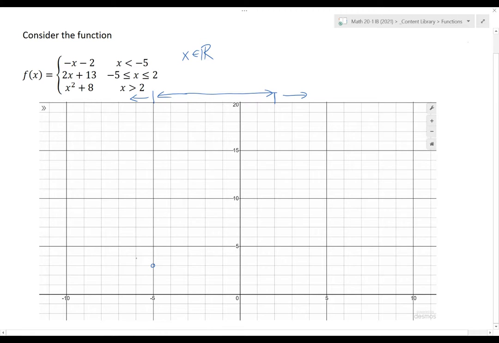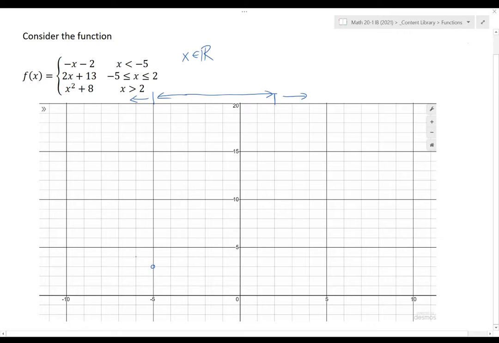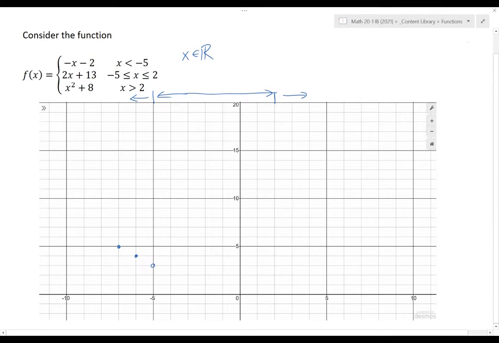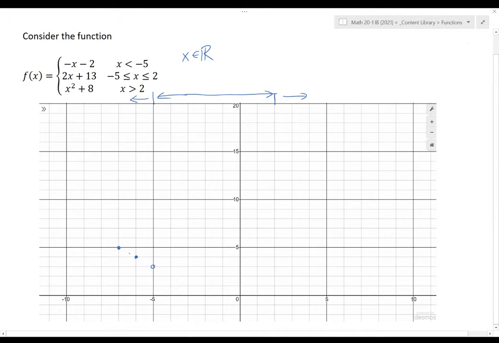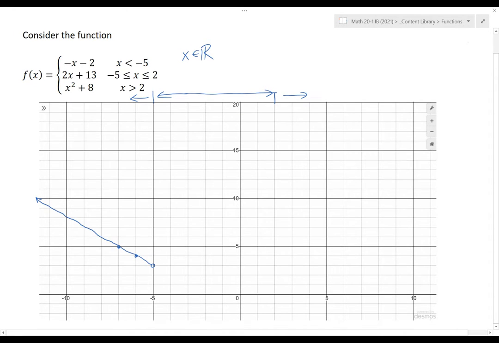I can either plug in certain values, or I can just use what I know of linear functions. For example, -(-6) minus 2 is 4, -(-7) minus 2 is 5, and so on. But I know this is a line that has a slope of -1, so I can just sketch it. That's the first piece of this function.